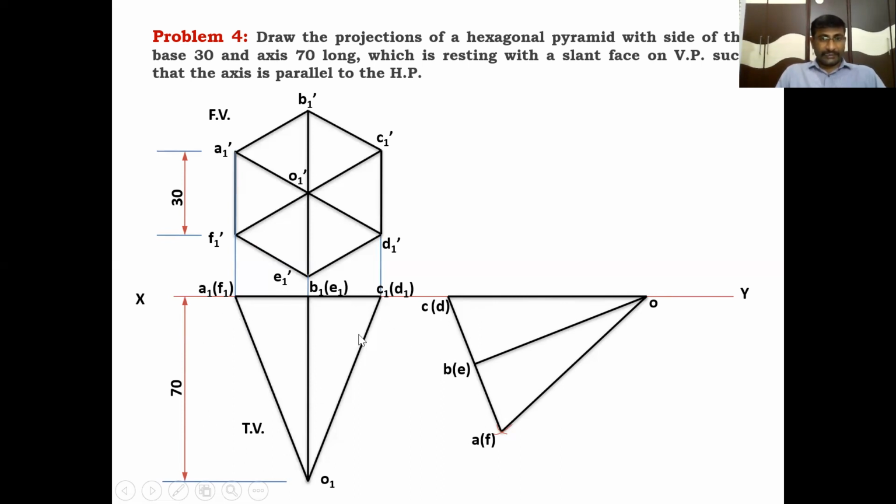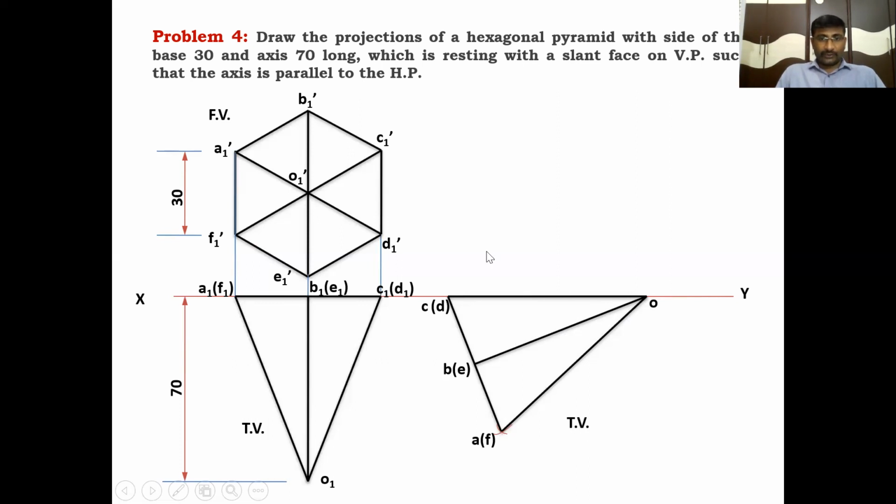In this case, one of the slant faces is on VP. Clear? When looking from the top side, the slant edge or slant face is on the XY line. If the slant face is not on VP, automatically the axis line makes an angle with the XY line or VP. Clear? So after getting the top view points, this is the top view in the second stage.